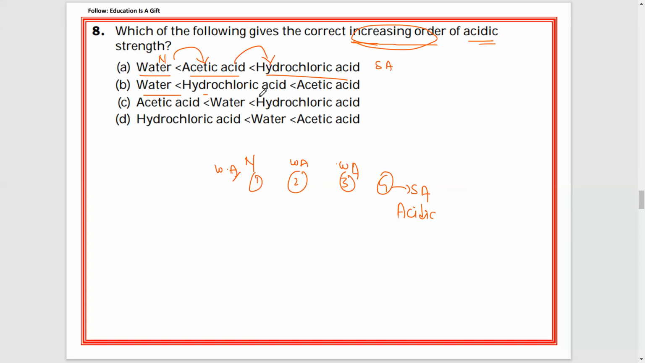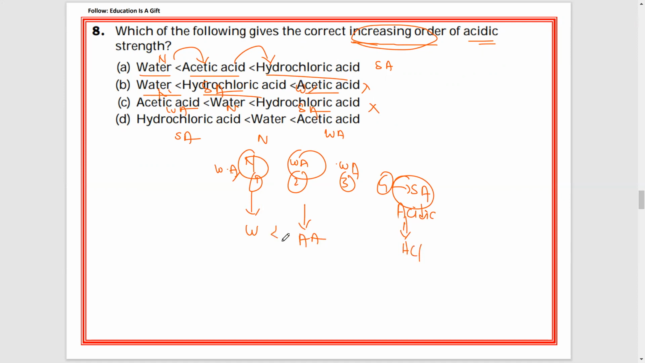Now you see water, HCl, acetic acid: neutral, strong acid, weak acid. No, that is not the option. Acetic acid, weak acid, water is neutral, this is strong acid. No, that is not the correct order. Hydrochloric acid is strong acid, water is neutral, acetic acid is weak acid. No, what I told, first it should be neutral, then weak acid, and then strong acid. Neutral is water, weak acid is acetic acid, and strong acid is HCl.